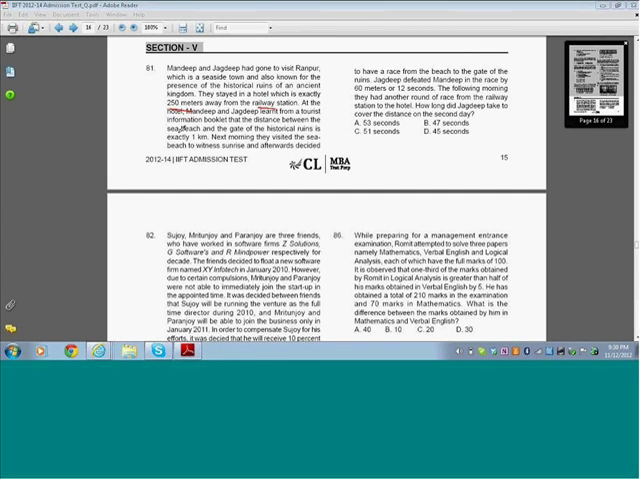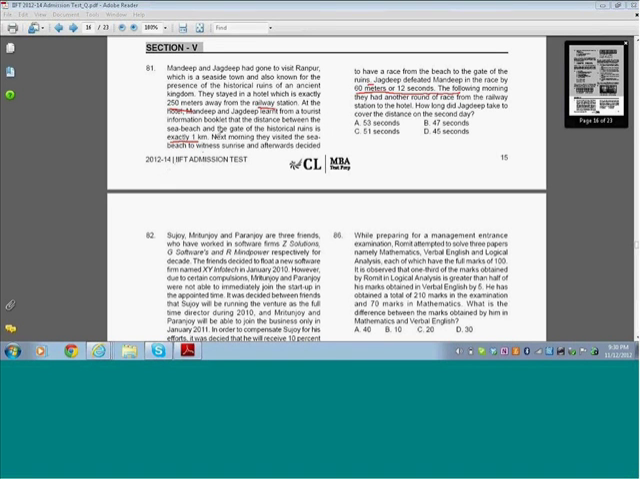Second, let me assume that the time taken by Jagdeep to do this 1 kilometer was x seconds. So the time taken by Mandeep would be x plus 12 seconds. Now again, ratio of speed is inversely proportional to ratio of time. That means this should be equal to x plus 12 upon x. So when you compare these two, you should be able to get the value of x.